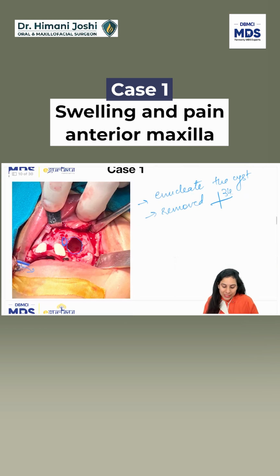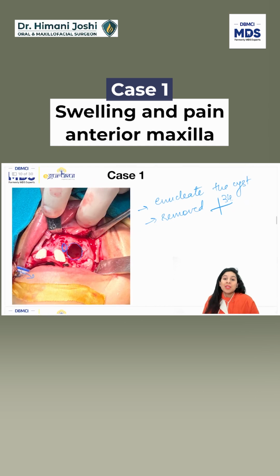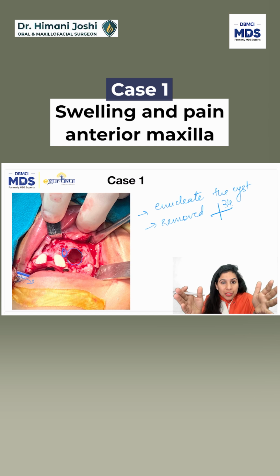So this is the first case wherein, step by step, you know how a clinical examination, a radiographic examination, an aspirate, which is a clinical investigation, and an incisional biopsy, which is a histological investigation, help you come to a diagnosis of a case, and how that diagnosis helps you decide your treatment plan. If the same cyst had been, say, a 2 centimeter cyst, maybe I wouldn't have taken the child to GA. I would have done it under LA, or maybe I would have tried to save the tooth.